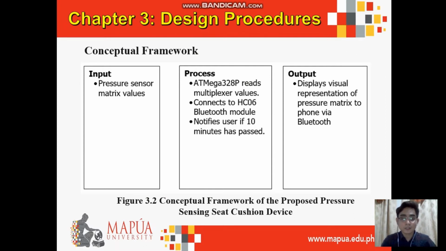Our input: pressure sensor matrix values. The processes include the microcontroller reading multiplexer values, the HC06 Bluetooth module connecting to the phone via Bluetooth, and the notification for the user if 10 minutes has already passed. Next, we have the output: the visual representation of the pressure matrix on the phone via Bluetooth.